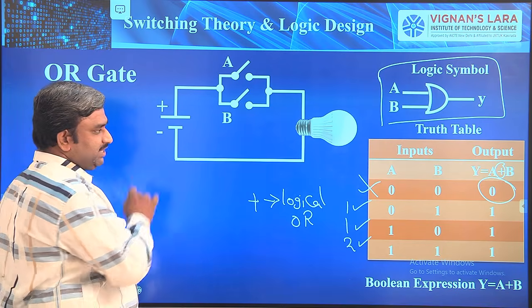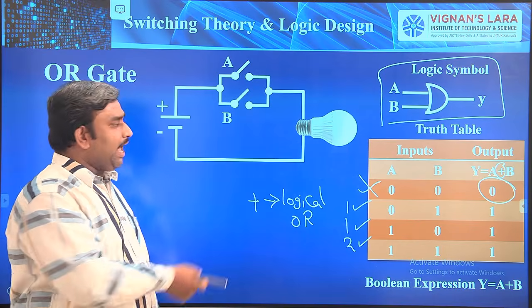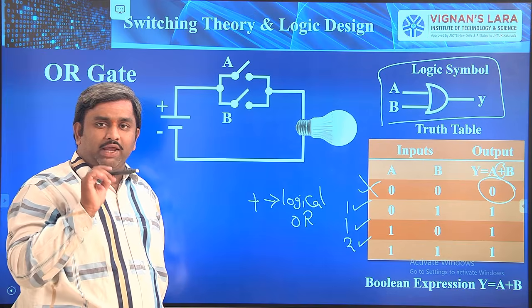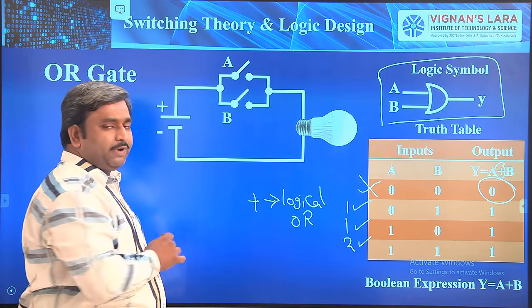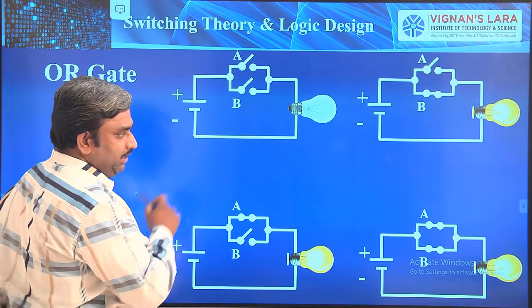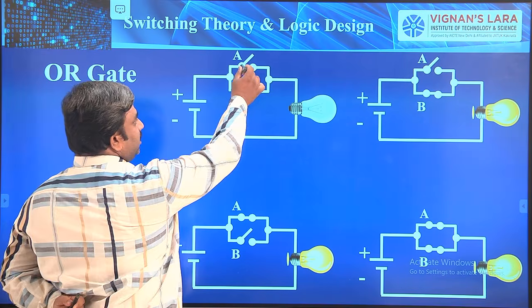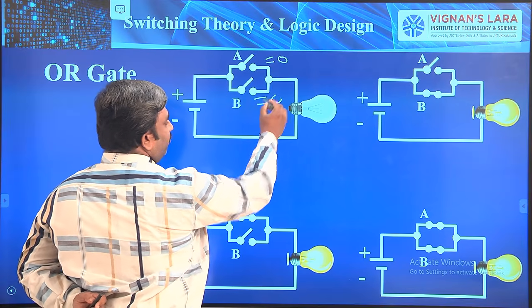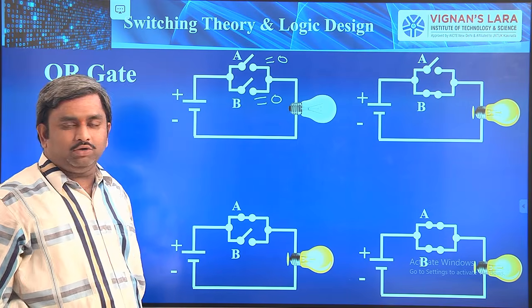So for explaining this OR gate, I have taken 2 parallel switches. In the AND gate concept, I have taken 2 series switches. In this concept, I have taken 2 parallel switches. That we will see in these pictures. So in the first picture, see here, A is in off condition, B is in off condition. The bulb is not going to switch on.